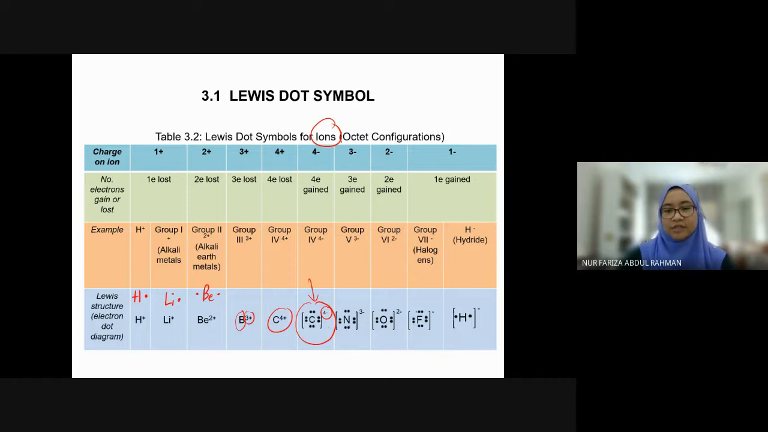So as you can see, the dots are all enough, 8 there, except for hydrogen. Hydrogen has a duplet. It becomes H minus. It can become H plus and it can also become H minus. Do you see the nitrogen, its dots are 8. Alright, so this is for an ion.